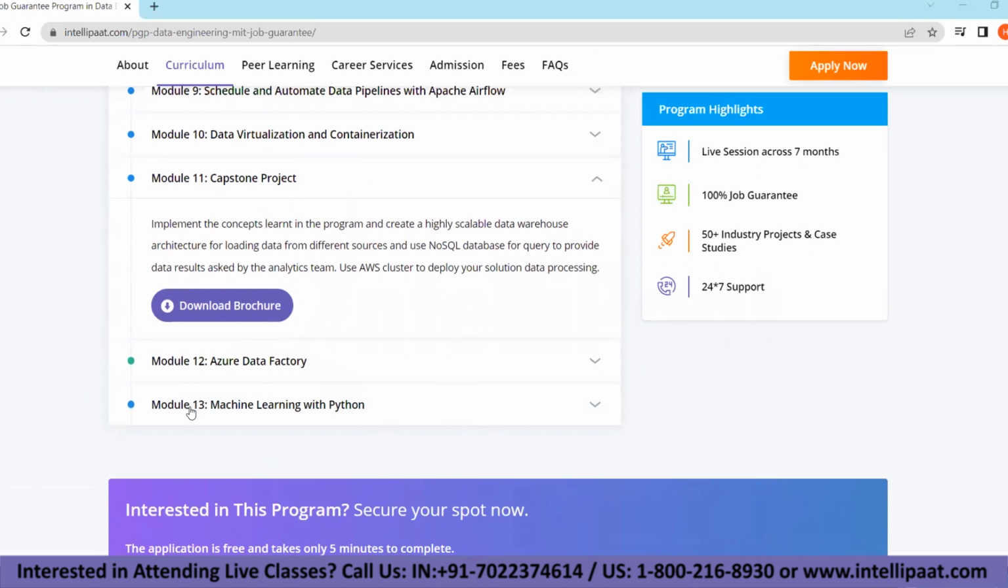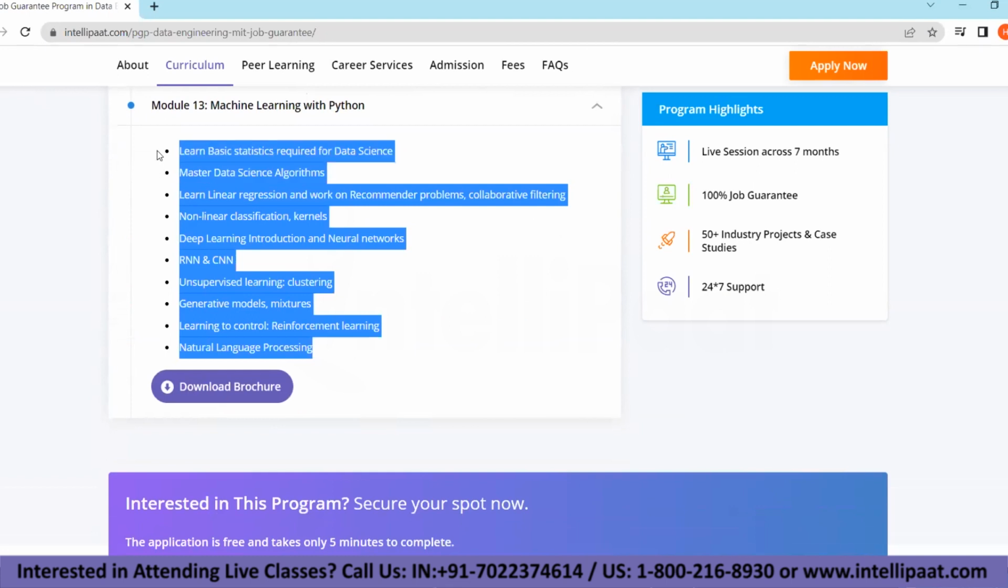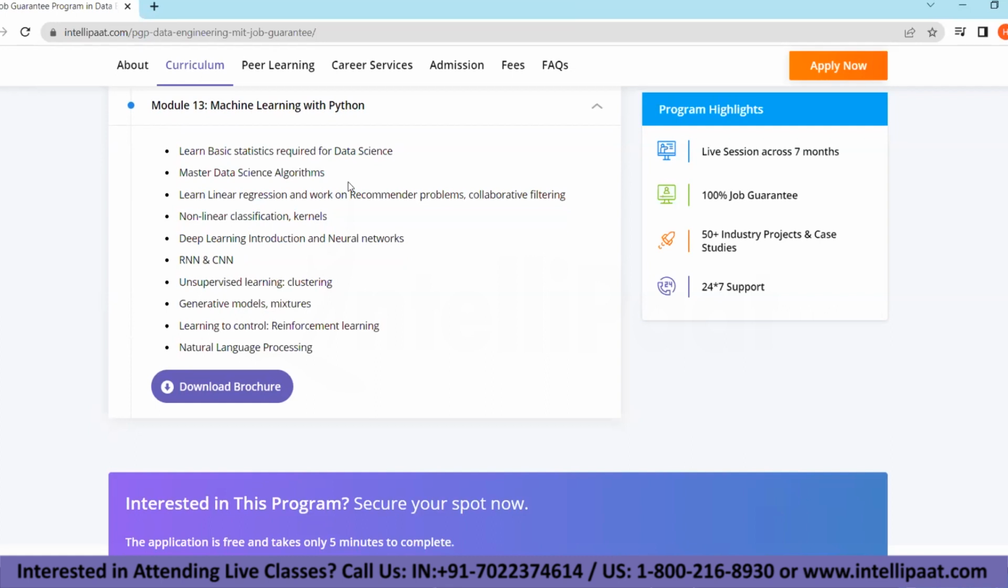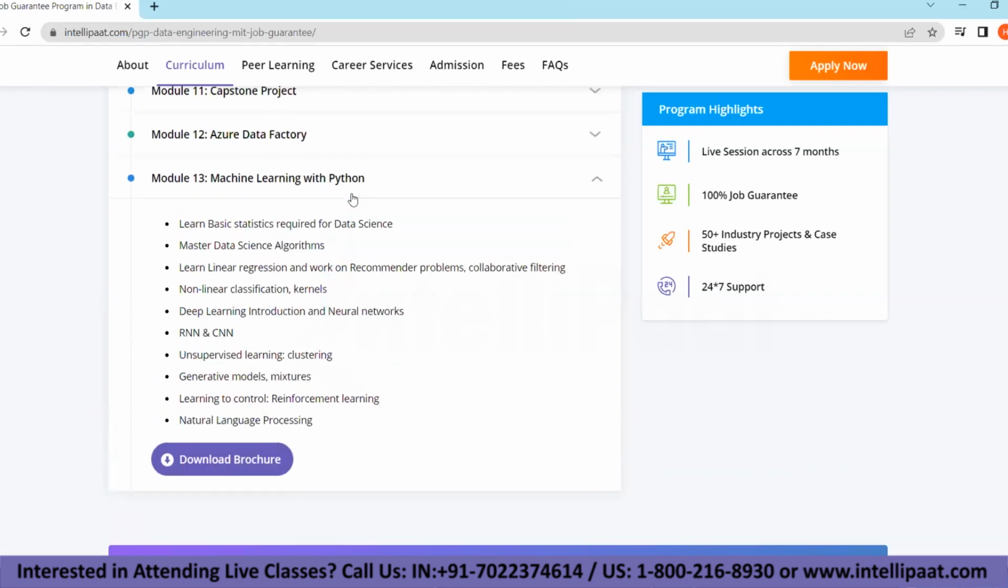Then module number 13 is machine learning with Python, which is actually not required for a data engineer, but like I said, a natural progression for a data engineer in future after gaining a few years of experience is to be a data scientist. That is why we are giving an extra exposure of machine learning using Python as well. Here you learn supervised, unsupervised learning, the NLP platforms. You learn data science algorithms, the basic statistics, RNNs, CNNs, etc.